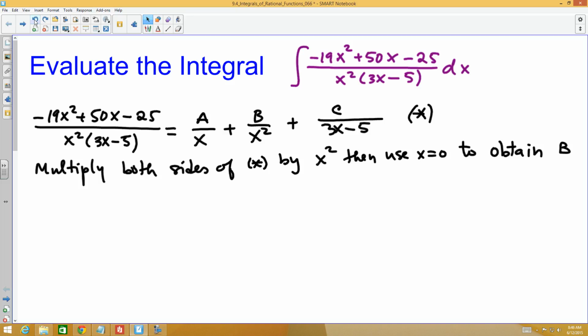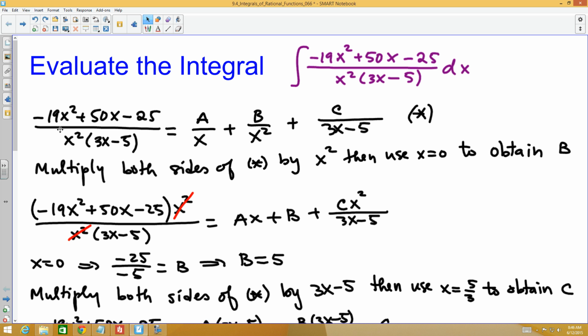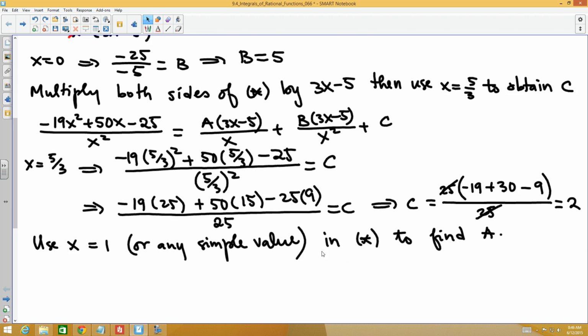So first, to do this easily, we multiply both sides by x squared. And then when you multiply both sides by x squared and replace x with 0 in the resulting equation, everything on the right-hand side will become 0 except b. So that helps us get b. In multiplying, we get ax plus b plus cx squared divided by 3x minus 5. If x is 0, we see that ax is 0 and this part is also 0. And here we get negative 25 divided by negative 5 because every other term on top and bottom is 0. And so solving for b, we get b equals 5.